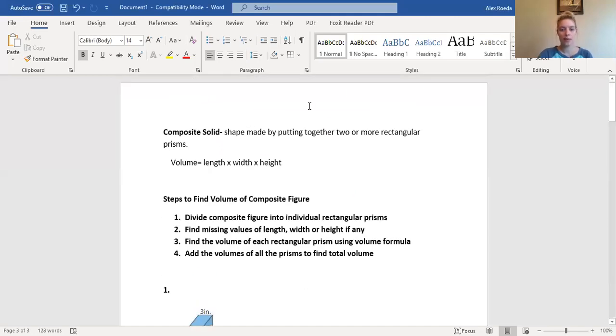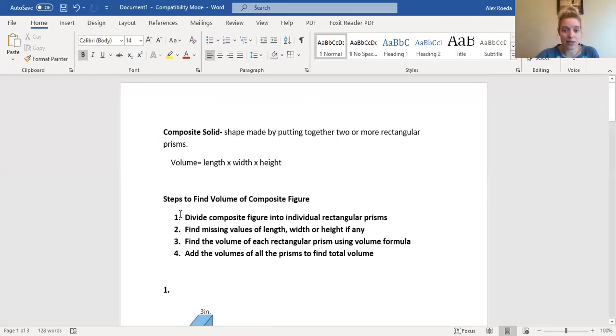So a composite solid is, like we said, a shape made up by putting together two or more rectangular prisms, okay? And we can find the volume of that composite solid by using that same formula we've been working with for volume. So that length times the width times the height.